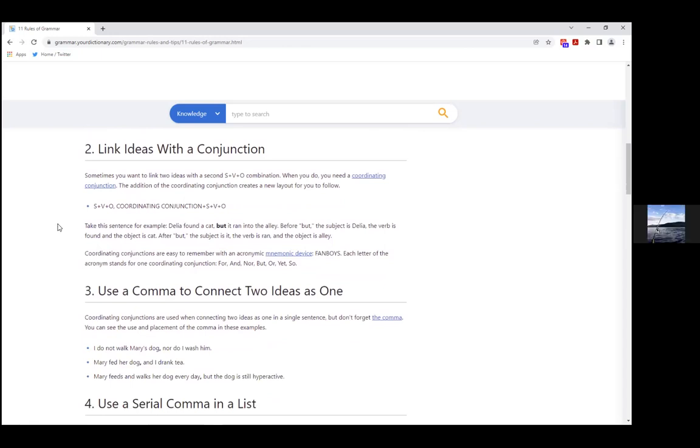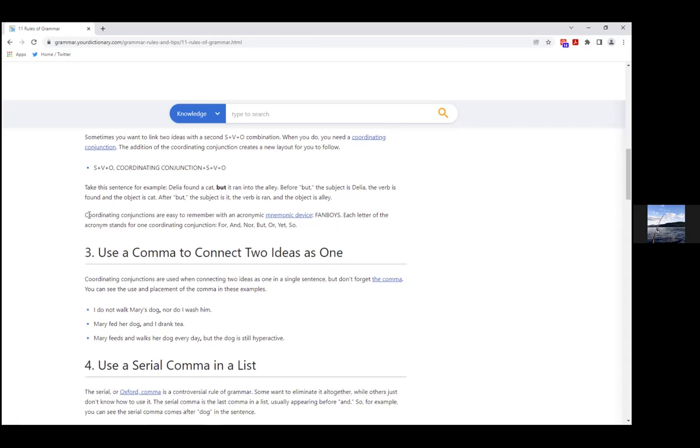Now, linking ideas with a conjunction. So that's taking a different word to link the two portions of a sentence together. A conjunction's a bit of a big word, but don't be scared of that. So you want your subject, your verb, and your object, like the sentences above. And then we're going to have the conjunction that links it together, and then your next subject and verb and object.